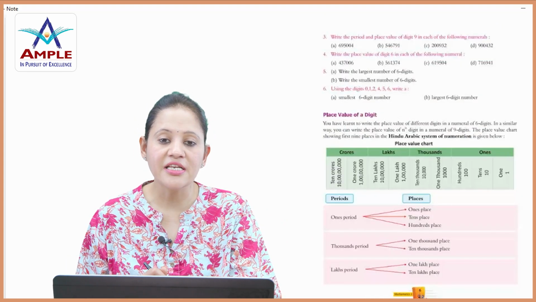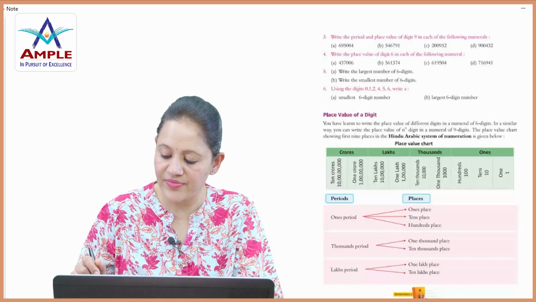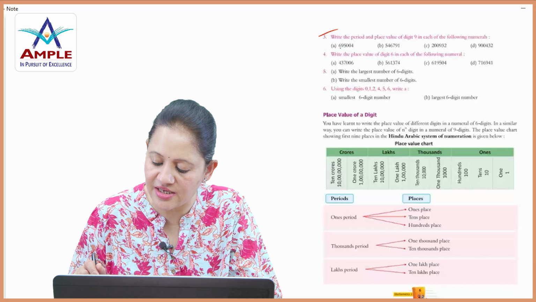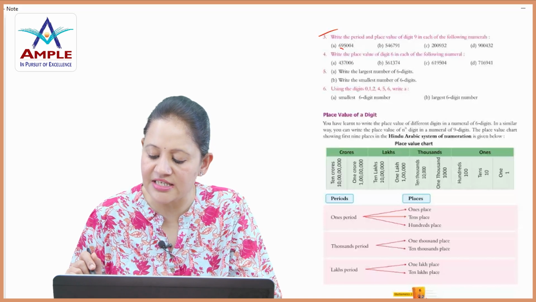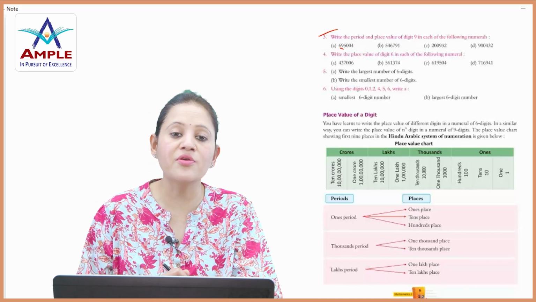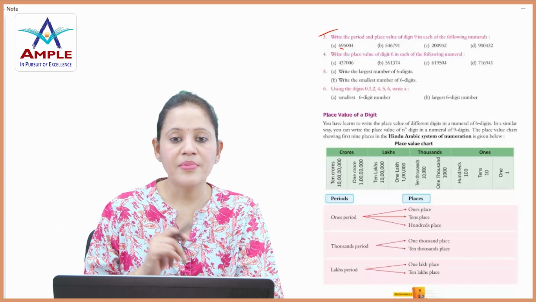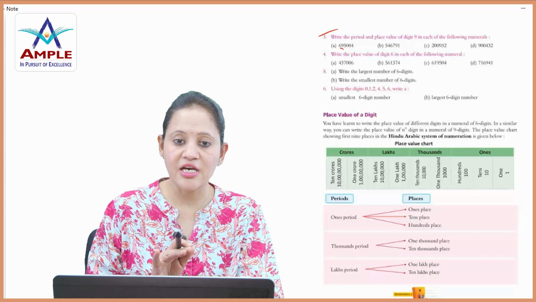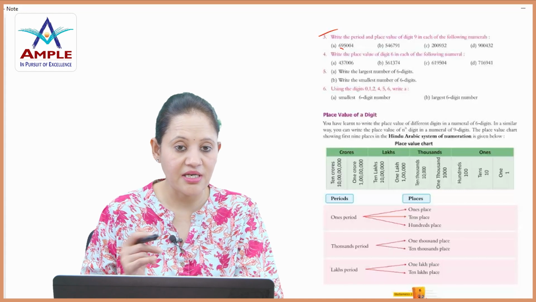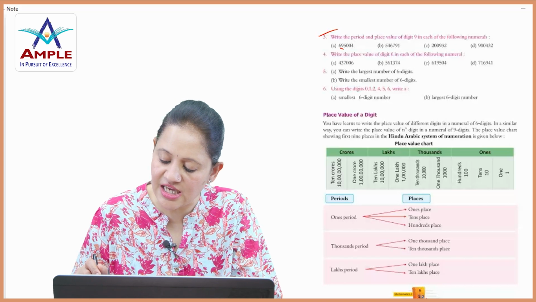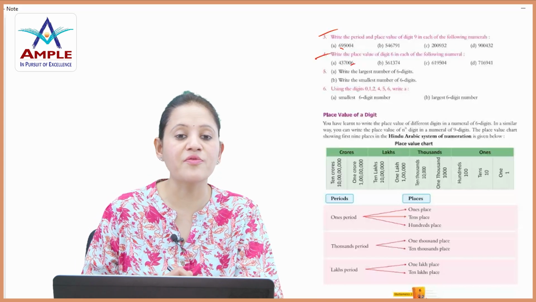Next, write the period and place value of 9 in each of the following. Here you can see the number 9 is at the ten thousands place. So the place value is 90,000 and the period is the thousands period. Clear? Next, write the place value of the digit 6 in the following numeral. 6 is at ones place, so the place value will be 6.